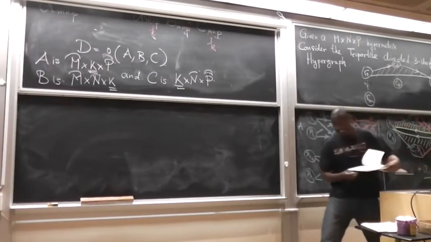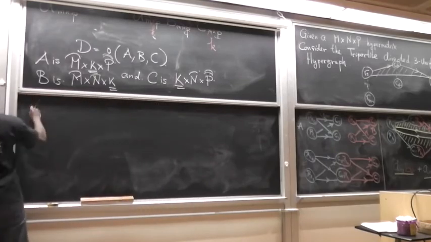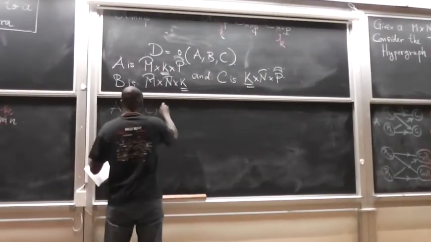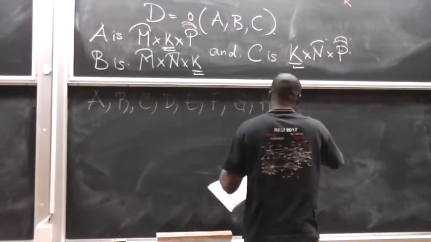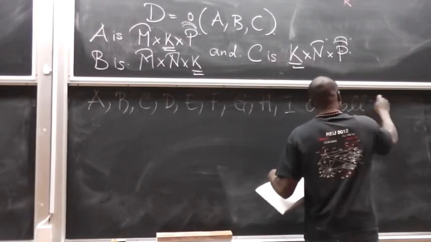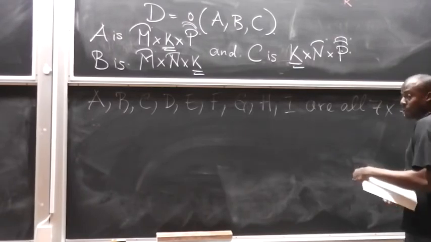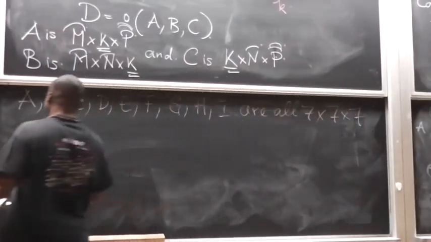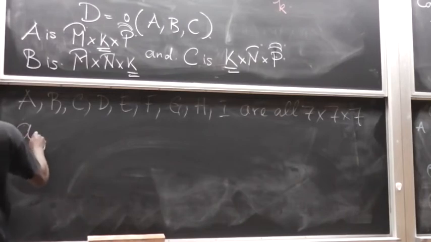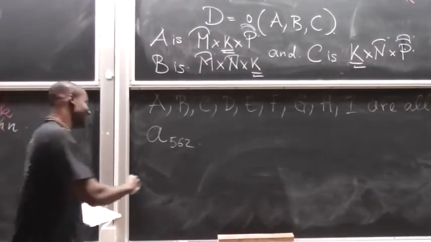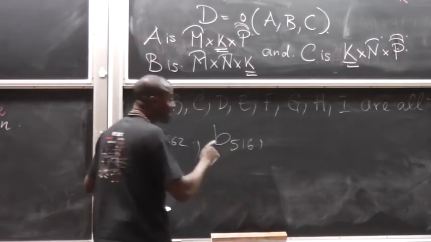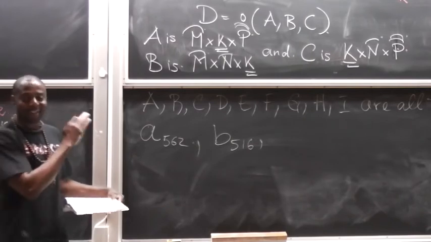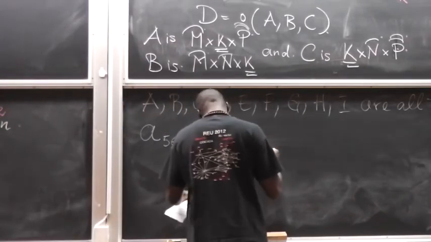So I would need 7 by 7. So A, B, C, D, E, F, G, H, I are all 7 by 7 by 7 hypermatrices. Okay. More importantly, the only non-zero entry of A is A562. So let's put this symbolically. Everything else is 0. The only non-zero entry of B is B516. So by the way, this is hard to figure out. If you don't have a computer, it could take a while. But once you know how it works, it's easy to find out.